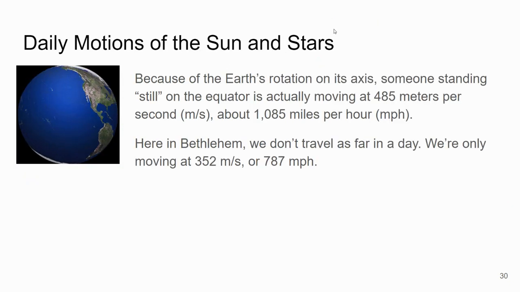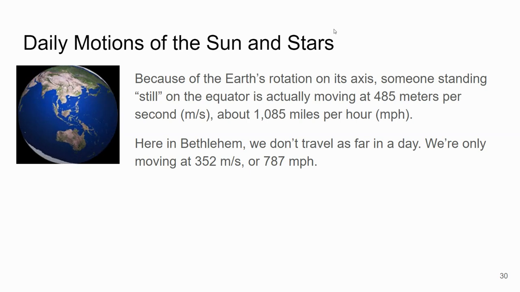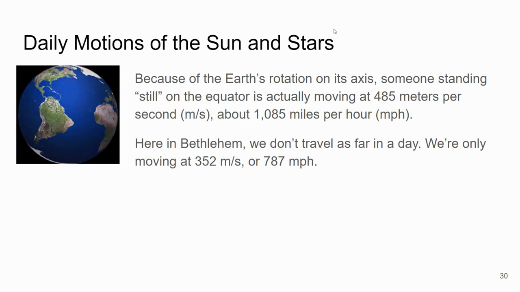So because the Earth is spinning on its axis, if you're standing still on the equator, so maybe you're down in Ecuador, which just sped by us, you're not really standing still. You're actually moving 485 meters per second, so about half of a kilometer per second, which translates to about 1,085 miles per hour if you're standing on the equator.